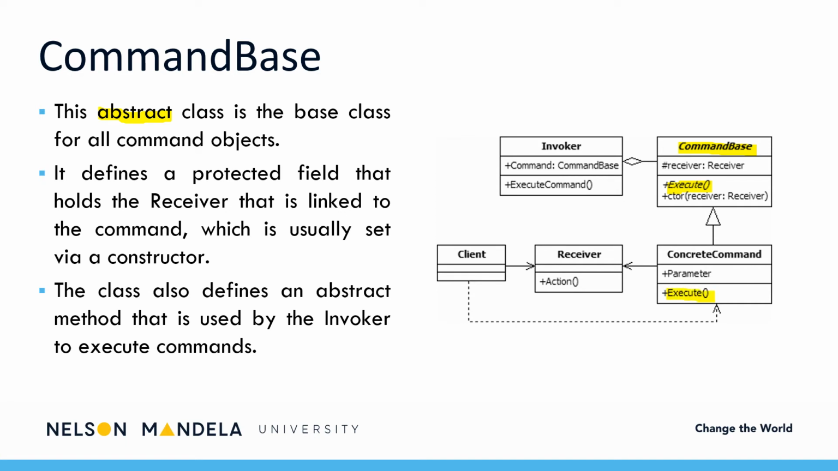It also defines a private field that holds the receiver that is linked to the command. If, for example, you've got a number of receivers and a number of commands, the receiver that has to carry out a command has to be passed through the constructor over here. As I've said, it has this execute method that is used by the invoker to execute commands.